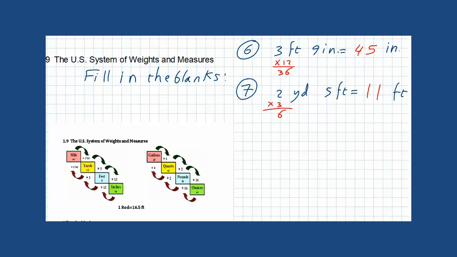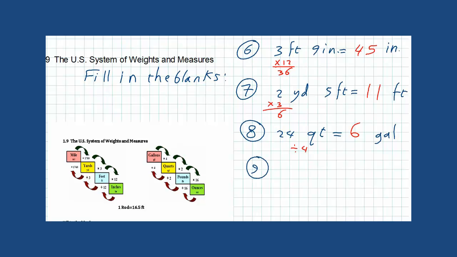Let us do the same thing with weights and capacities. Example 8: we have 24 quarts. Change them to gallons. To change from quarts to gallons, you should divide by 4. So you have 6 gallons.